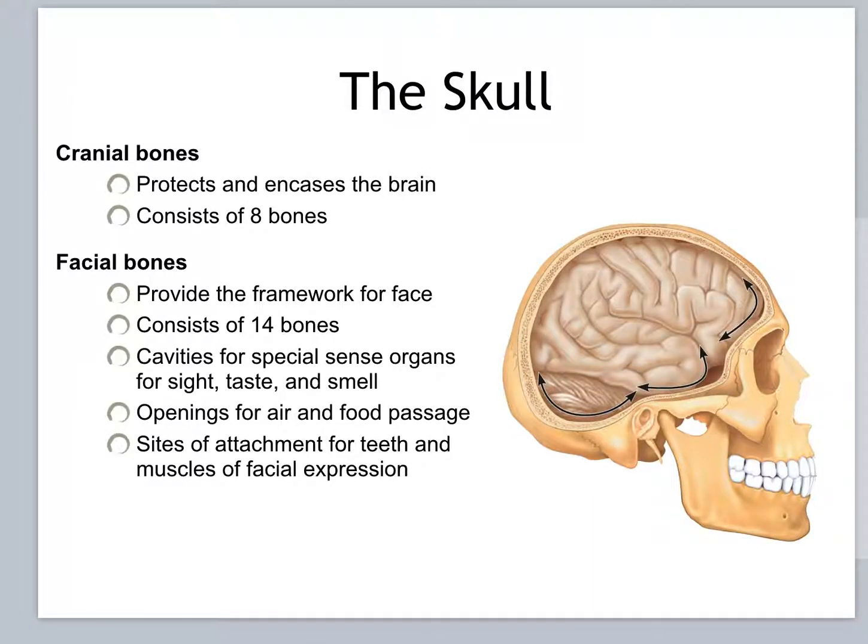The cranial portion is this area here. It consists of 8 bones that protect and encase the brain. What makes a bone a cranial bone is it has to come in contact with the brain. So these are bones that somehow touch the inside surface of the brain, and they form a protective shell around the brain. There's 8 different bones that form the cranial bones, and the facial bones form the face. So these form the framework of the face. There's 14 bones that form the facial bones.